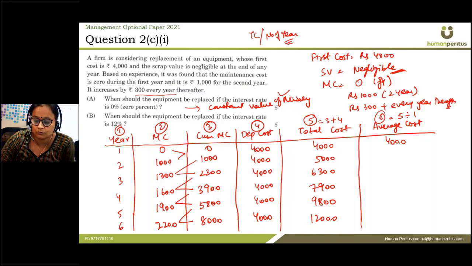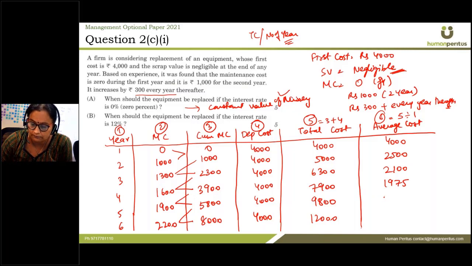5000 divided by 2 will give 2500. 6300 divided by 3, 2100. 7900 divided by 4 would give me 1975. 9800 divided by 5 would give me a value of 1960, and 12000 divided by 6, straightforward 2000.